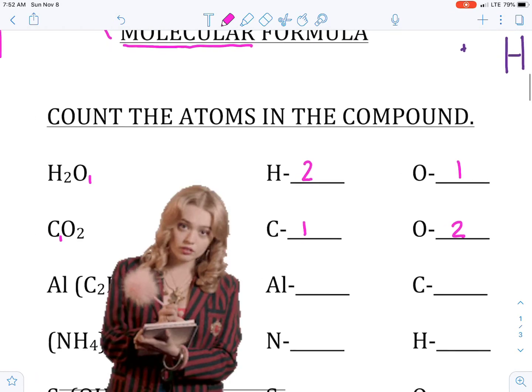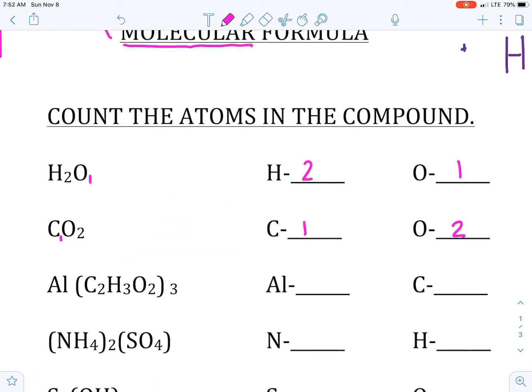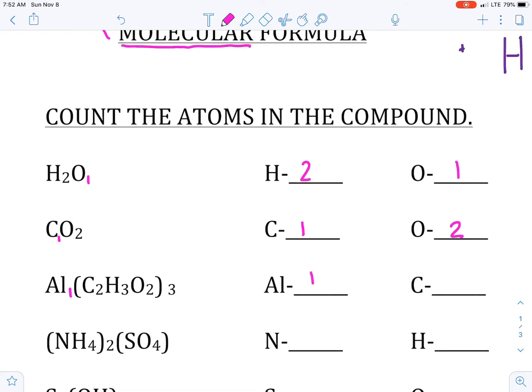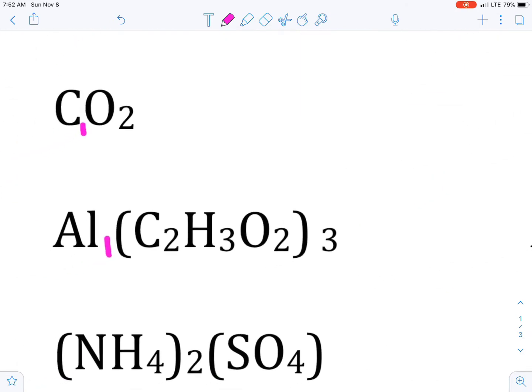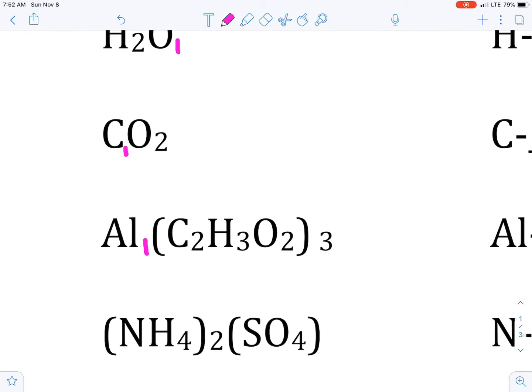Okay. Aluminum, and this is called acetate. Now, you don't have to know how to name that yet, but I've just been saying names, so I'll keep going there. Now, we know there's 1 aluminum. But look at this. That's a polyatomic ion right there. And so we have a 3 outside that parentheses. Right? So what that means is that we have 3 of everything inside that parentheses.